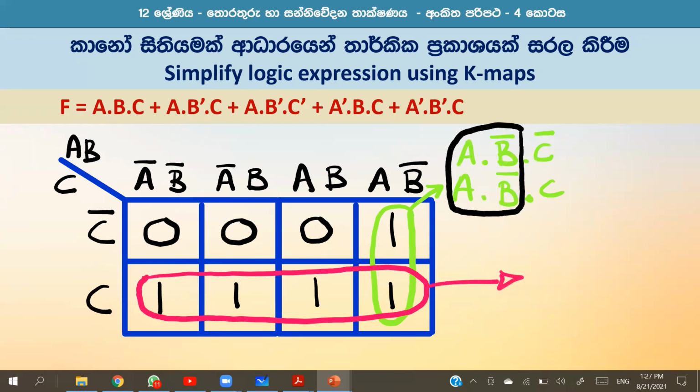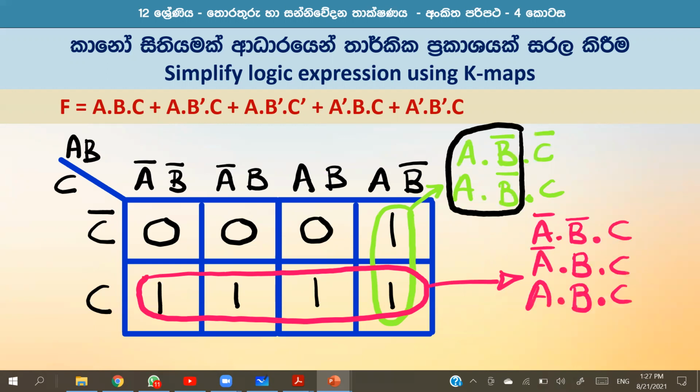For the red group, you have four terms, right? A bar dot B bar dot C, A bar dot B dot C, A dot B dot C, and A dot B bar dot C. So from these, what are the common ones? A is not going to be common. It differs. B is not going to be a common one, but C is going to be a common one. So we choose C.